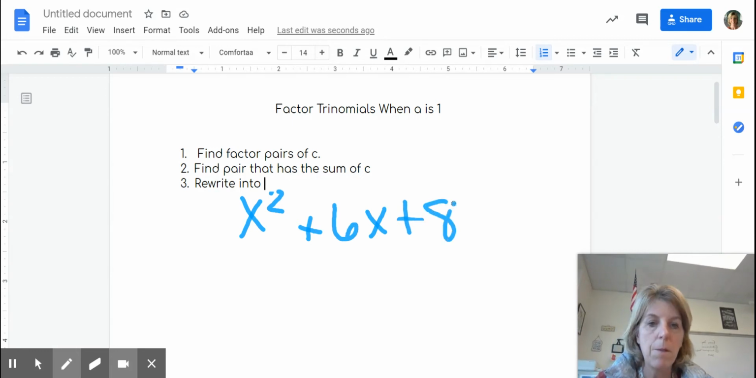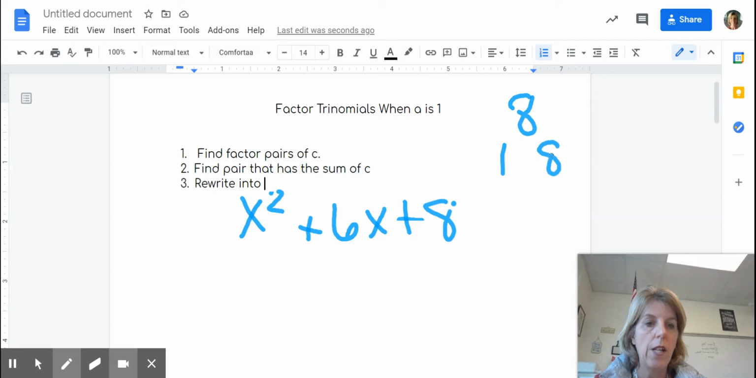So there's no GCF. I've counted the terms. I've identified that A is 1. Now find the factor pairs of C. C is 8. So the factor pairs are 1 and 8, and 2 and 4. 1 and 8 and 2 and 4 are my factor pairs for 8.